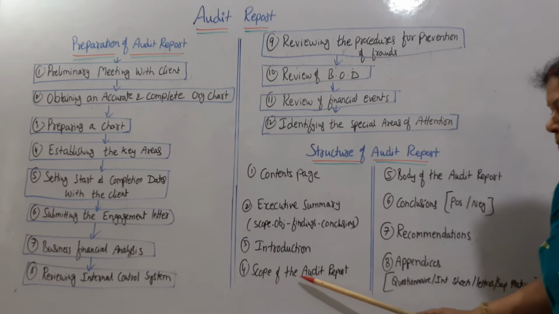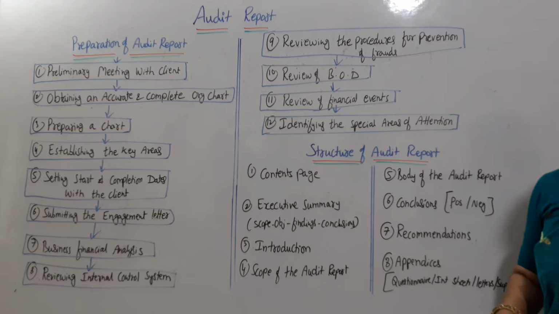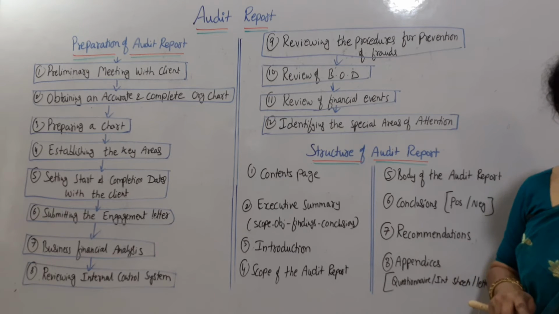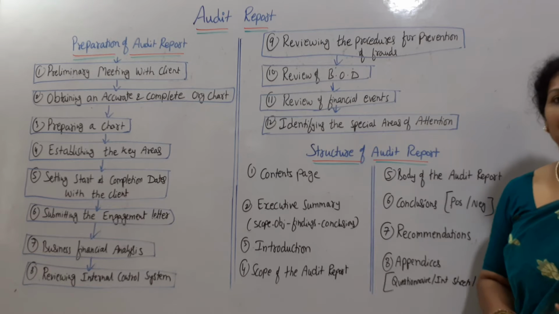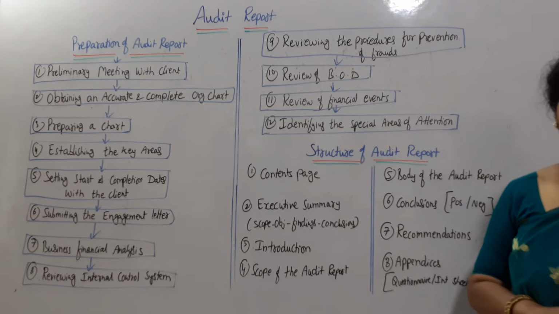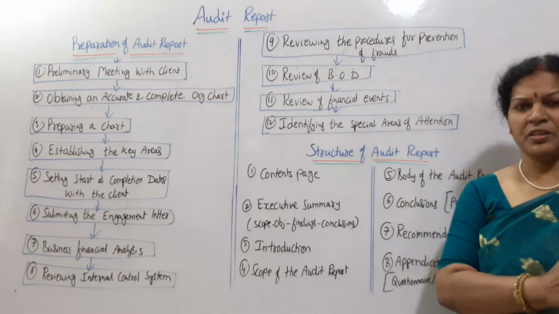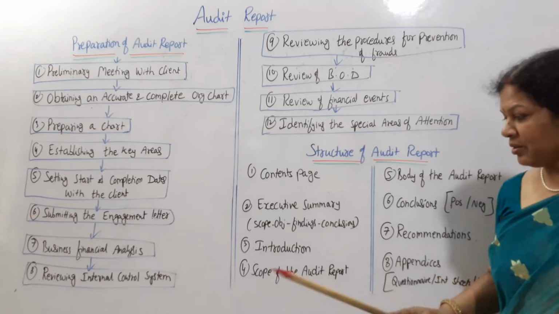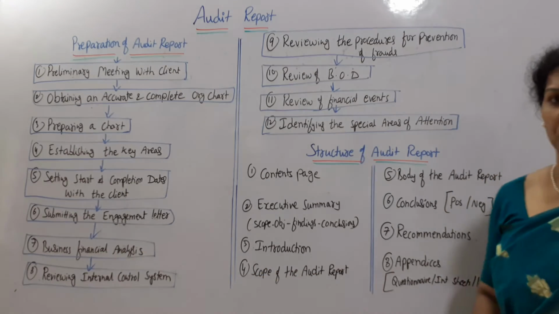Then after that, the scope of the audit report. The scope is related to the area where he had a scope to do the auditing work. So that he will mention in it. Not in every area. Sometimes it depends on the type of audit. There may be different types of audit, this type or another type, whatever it may be. According to that, he has to mention what the scope of the audit report is.